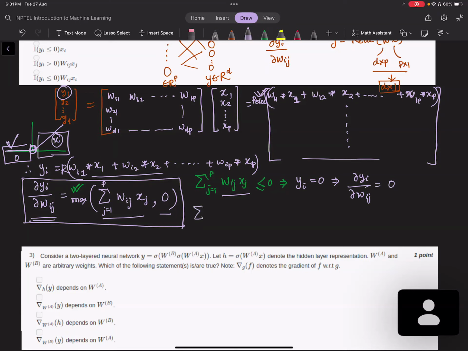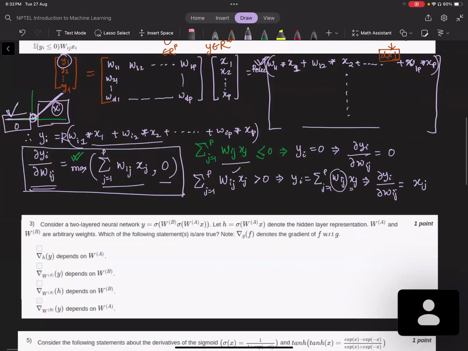If my summation of j equals 1 to p, w_ij x_j, is greater than 0, then my y_i is equal to the same thing as this, summation of j equals 1 to p, w_ij x_j. That implies dy_i by dw_ij would be equal to, there will be only one term corresponding to this, others will be 0, it will be x_j.